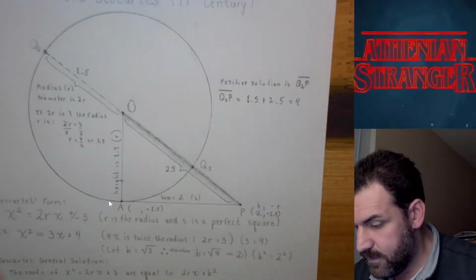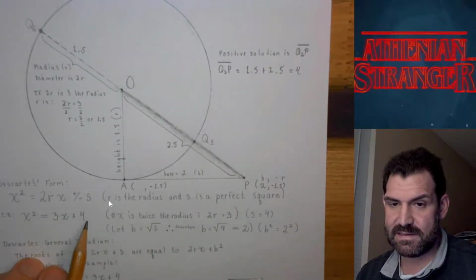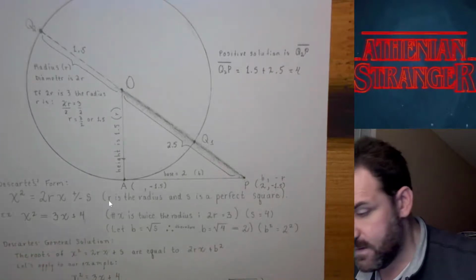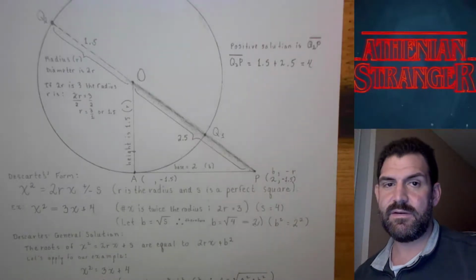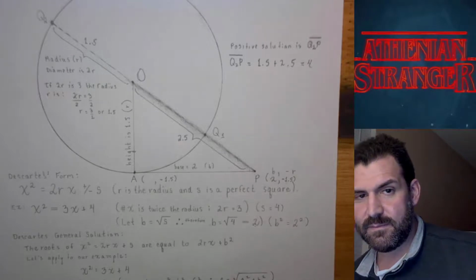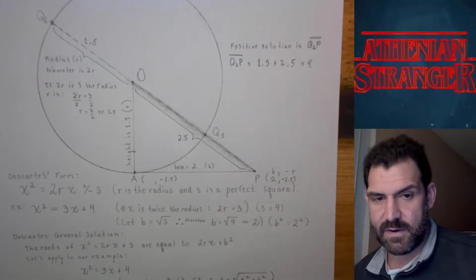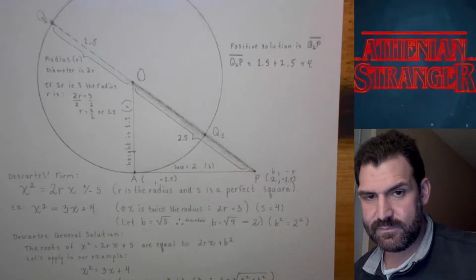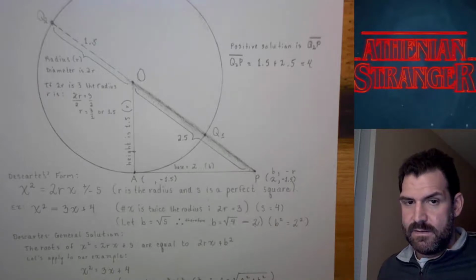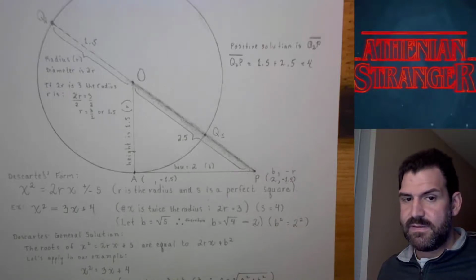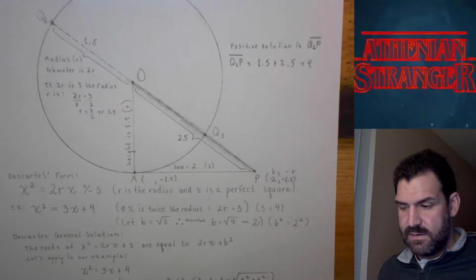Now, have you seen the 4 show up anywhere? All right. So you found one of the solutions. Now let's come to the big exciting part. In order to find the other root, we simply need to find the distance from Q1 to P.